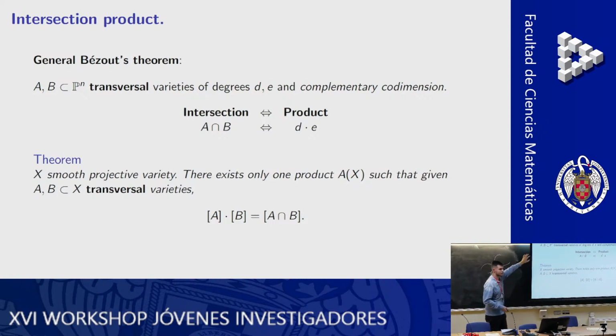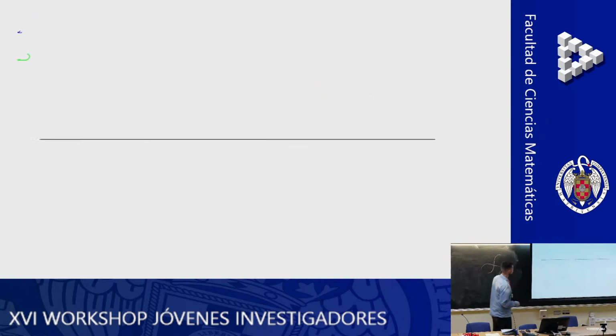So we could try to introduce by force this definition in the Chow group and say that we could introduce a product in the Chow group such that the class of the intersection of two transversal varieties is exactly the product of the classes. And in the case of the Chow ring of a smooth projective variety, that's true. There is a product that agrees with that idea, and there's only one. So in a smooth projective variety, we can define a Chow ring in which we have this property.